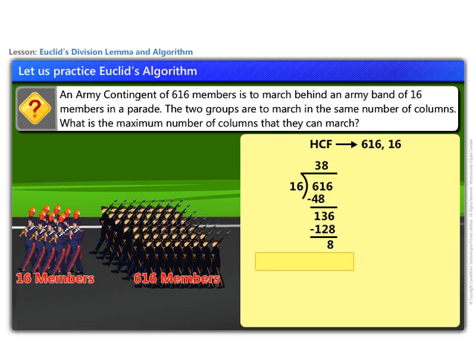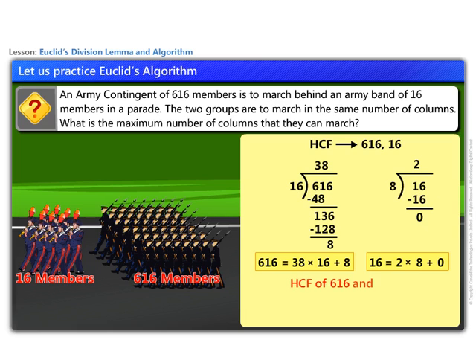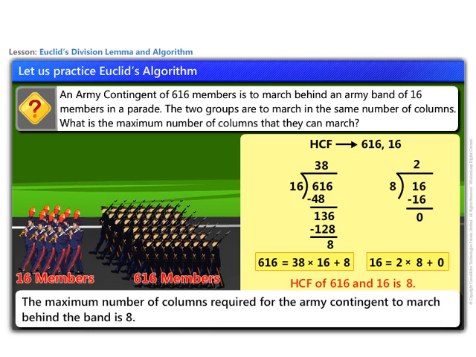Applying division lemma, we get the relation 616 is equal to 38 into 16 plus 8. Since the remainder is not equal to 0, we consider 16 as the new divisor and 8 as the new dividend. Applying division lemma to the numbers 16 and 8, we get 16 is equal to 2 into 8 plus 0. The remainder has become 0, so the division process stops here. Since the divisor at this stage is 8, the HCF of 616 and 16 is 8. Thus, the maximum number of columns required for the army contingent to march behind the band is 8.